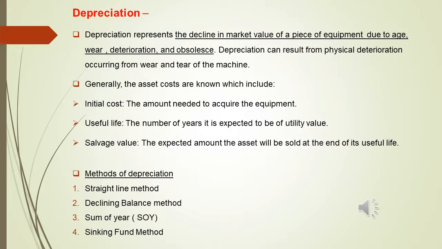So these are the three terms here. Next, in the third point, there are methods of depreciation. There is the straight line method, declining balance method, sum of year method, or SOY, and the fourth one is sinking fund method. These four methods of depreciation, you have problems based on that.